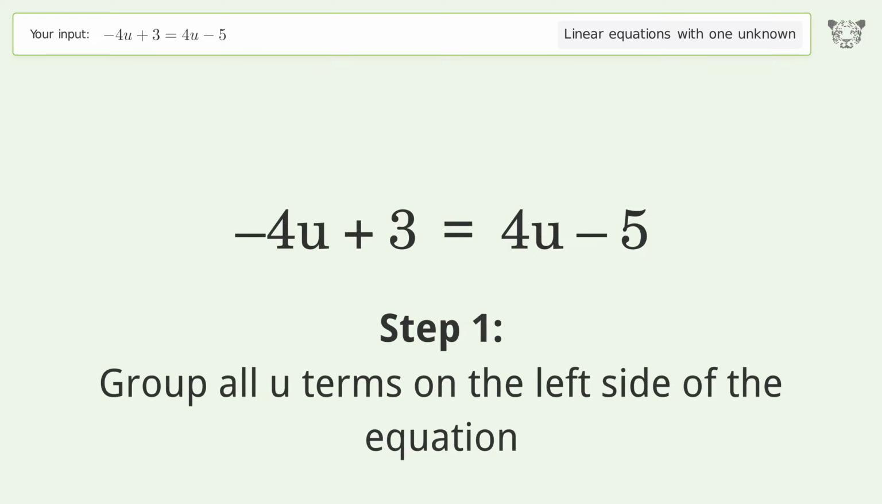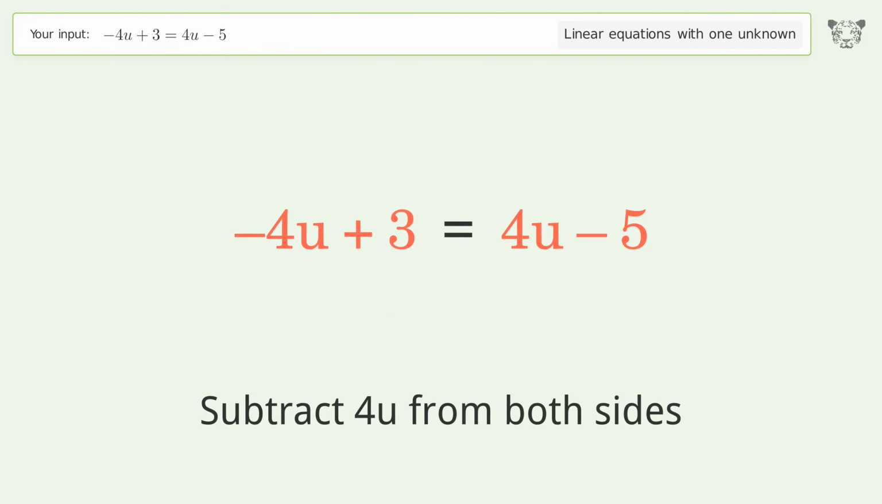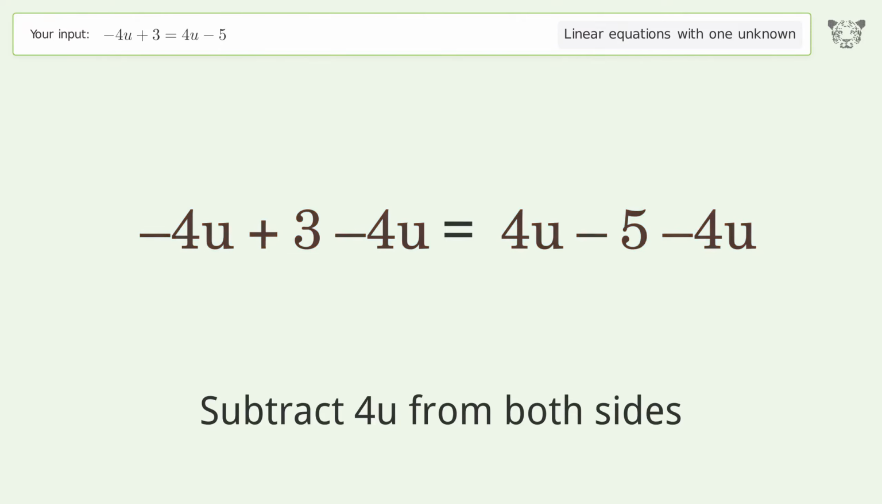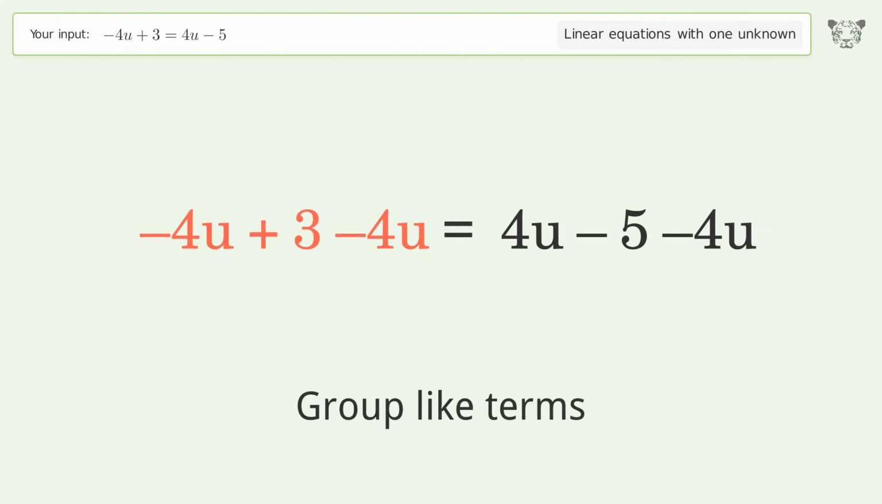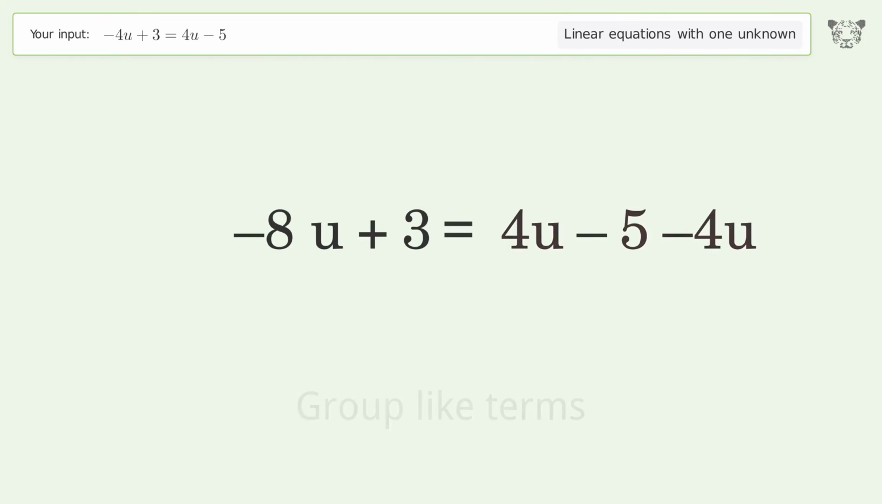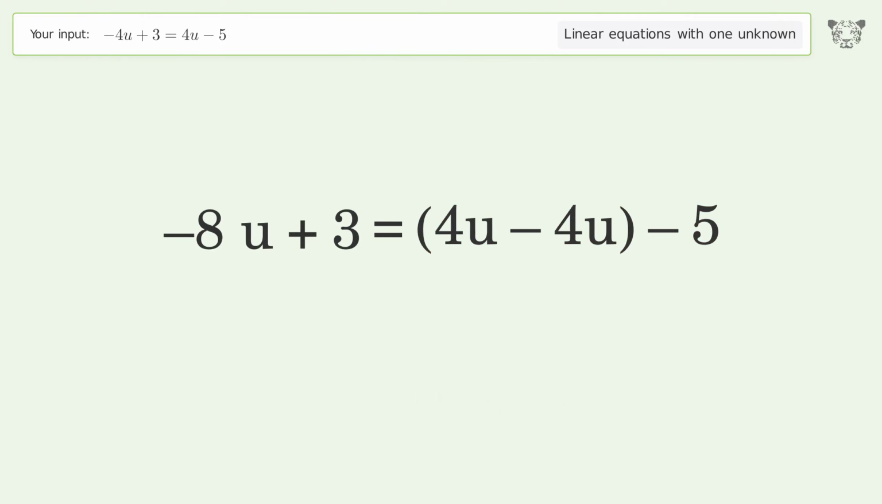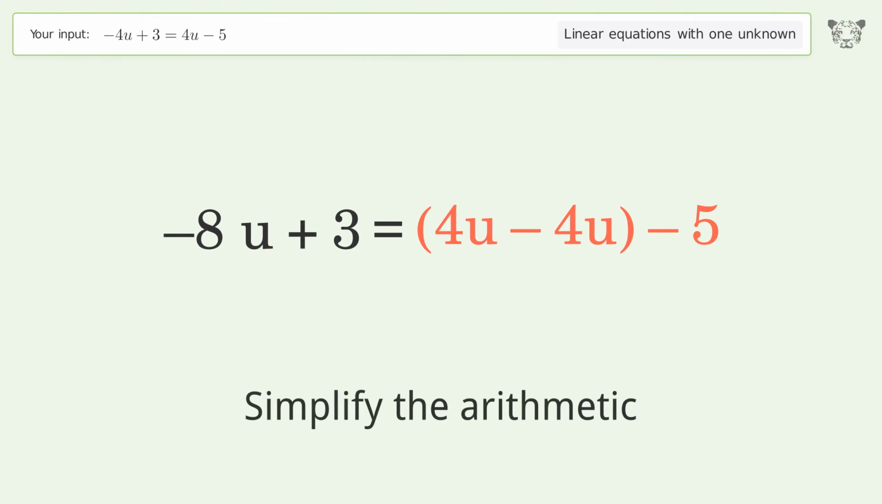Group all u terms on the left side of the equation. Subtract 4u from both sides. Group like terms. Simplify the arithmetic. Group like terms. Simplify the arithmetic.